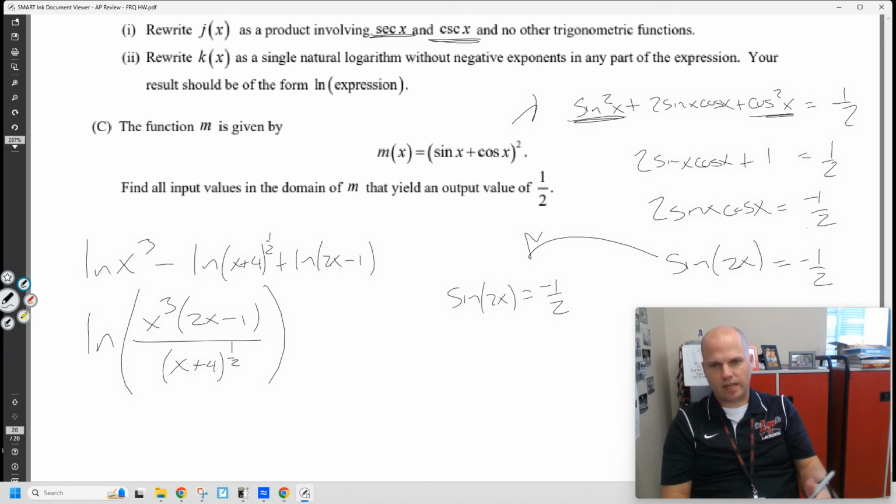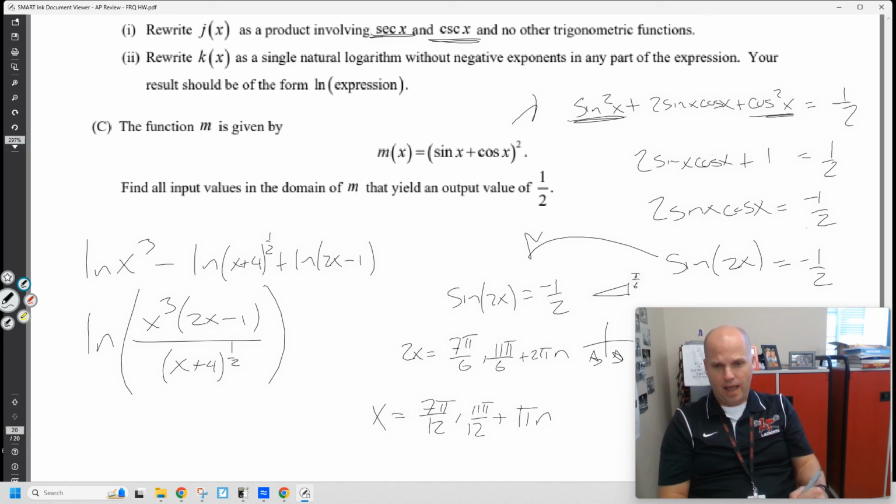When does sine equal negative a half? We want the short 30, 60, 90 triangles, the pi over 6s, in the third and fourth quadrant. So that's going to be 7 pi over 6 and 11 pi over 6 plus 2 pi n, where n is an integer. Divide everything by 2, you get 7 pi over 12, 11 pi over 12 plus pi n. Make sure you say n is an integer.